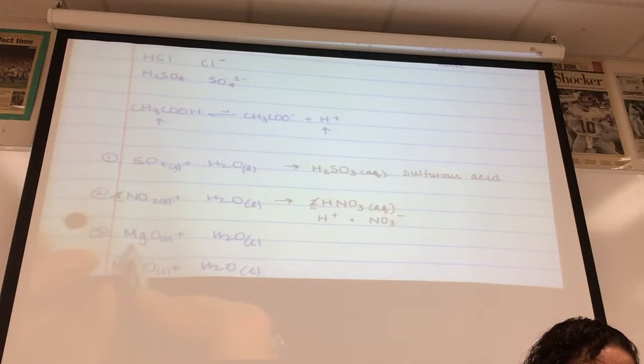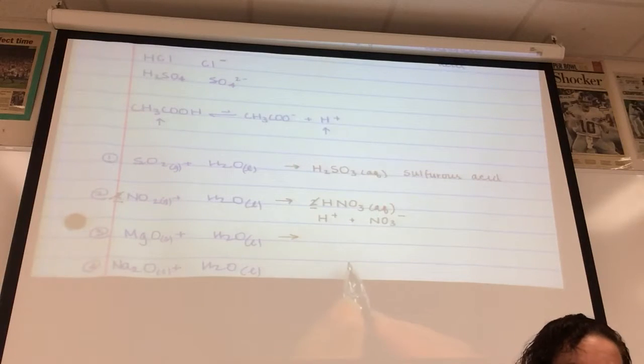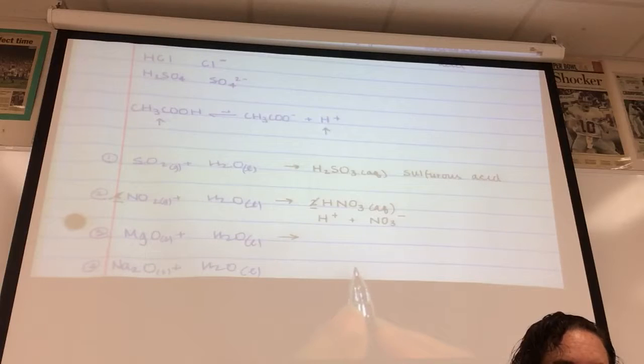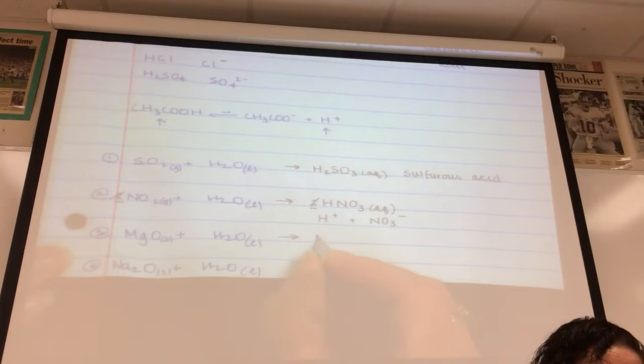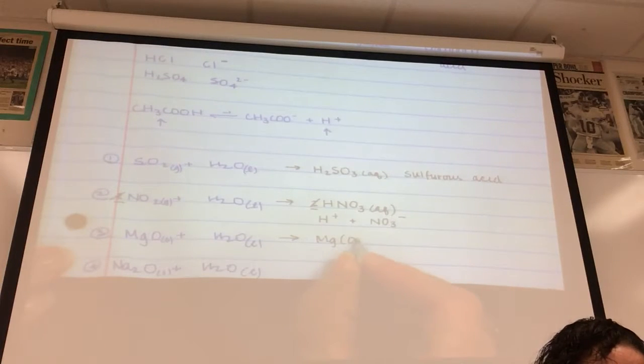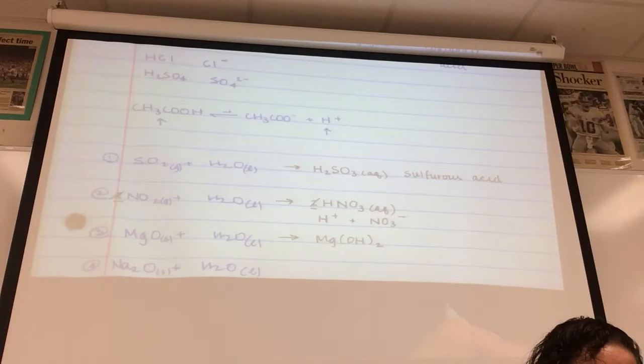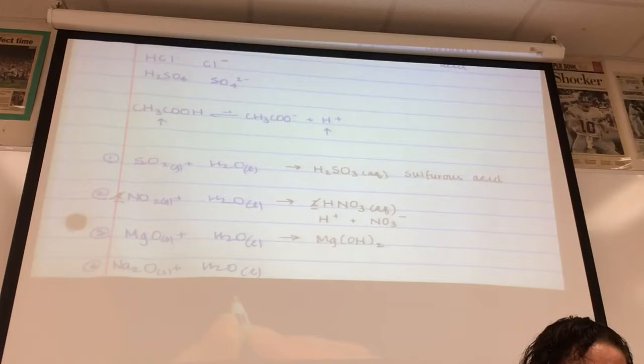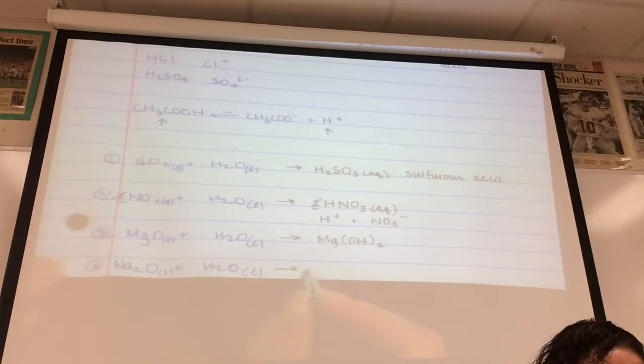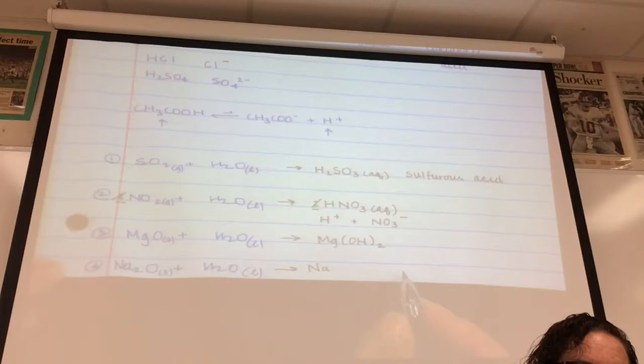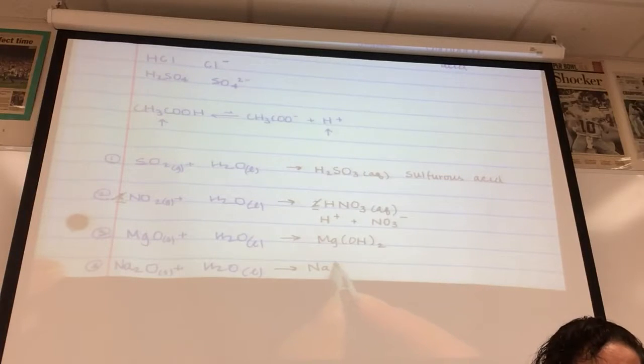Looking at this one, we have a metal oxide and water. We don't generate an acid, we generate a base. Magnesium hydroxide, a weak base, we leave it as a unit. Sodium oxide and water, what are we going to make? Sodium hydroxide. But is sodium hydroxide a strong base? Yes, so we do this.